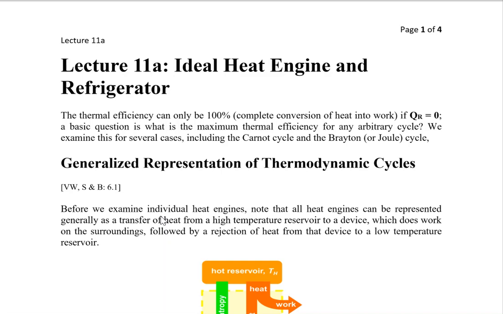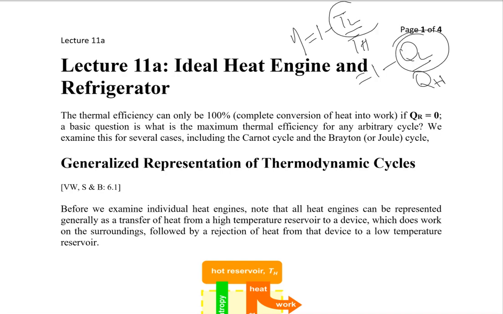So in finding the efficiency, efficiency was equal to 1 minus TL by TH, or that was 1 minus QL by QH. In either case, the efficiency would be 100% only if QR, the Q rejected, or the Q lower, is equal to 0, or the temperature TL is absolute 0. Or if you can imagine the temperature TH is at infinity, then in that case the thermal efficiency of the Carnot cycle would be 100%.